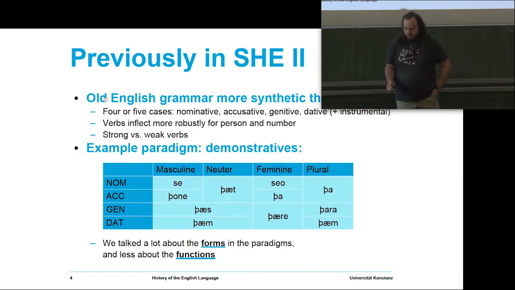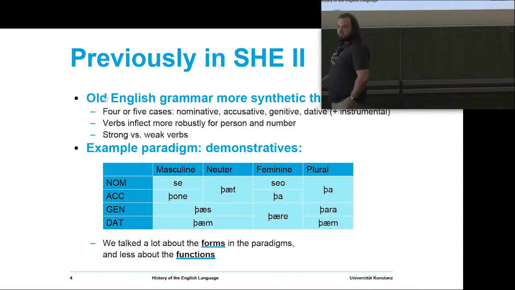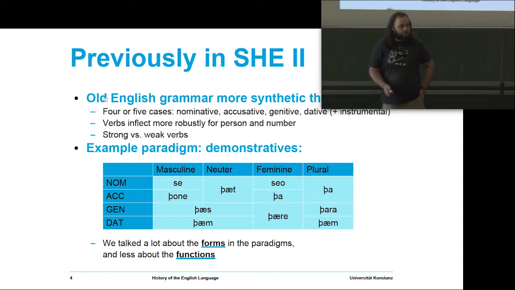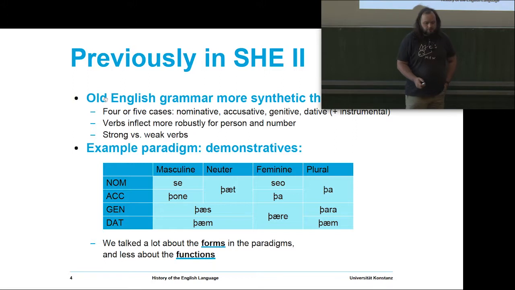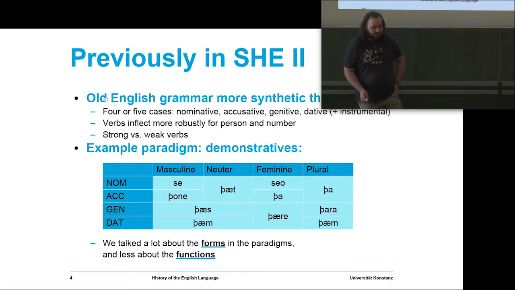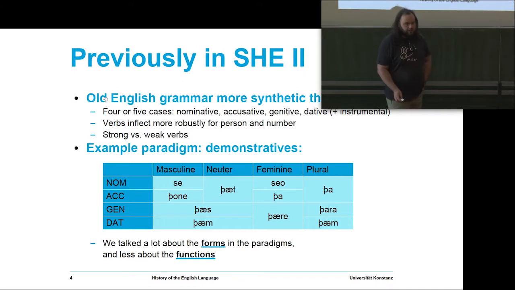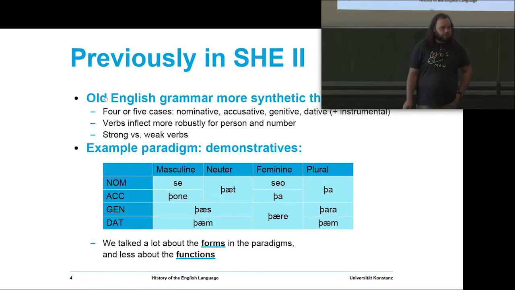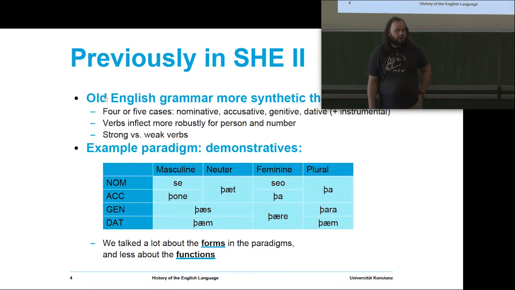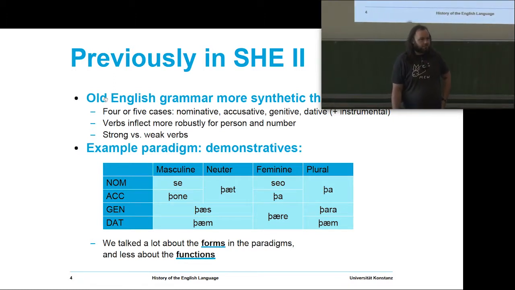So, what we covered last time was essentially a lot of sound changes, but also a lot of morphology. And the morphology is really important because Old English differs from modern English the most, probably in precisely this domain. We've got a full case system, we've got verbs inflecting robustly for person and number, and we've got strong versus weak verbs, both of which are robust classes with generalizations to be made about them.